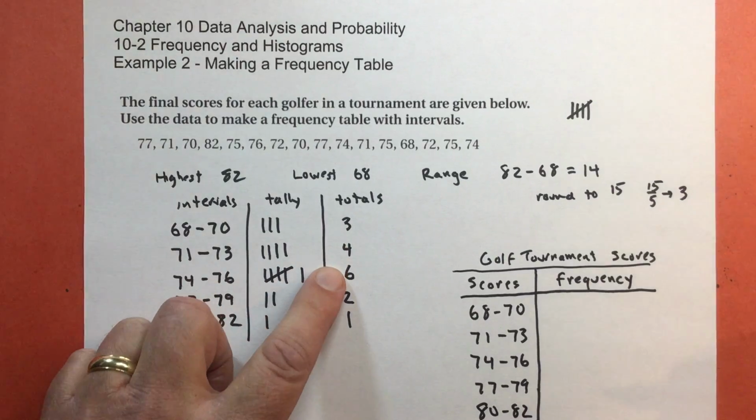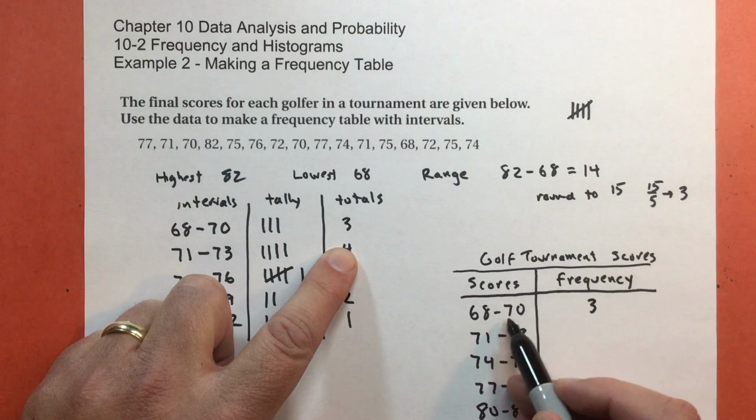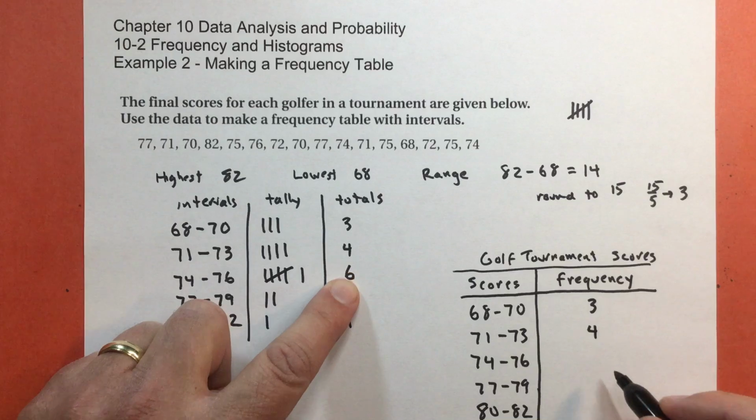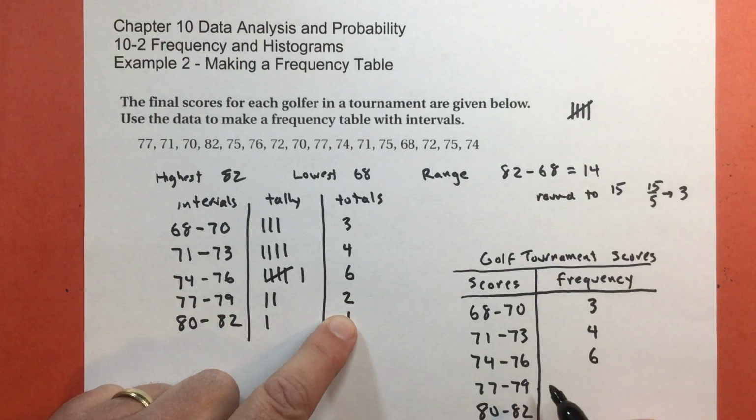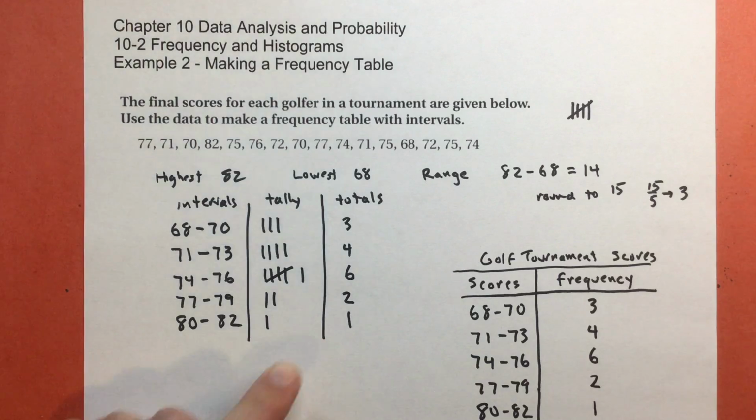And I'm going to put my totals over here. So I've got three golfers scored within a 68 to a 70, 4 golfers scored within 71 to 73, 6 golfers scored within a 74 to 76, 2 of them were at the 77 to 79, and 1 golfer had a bad day and he shot an 82. And that is how we make a frequency table. In the next video, I'm going to take this same data and we're going to make a histogram.